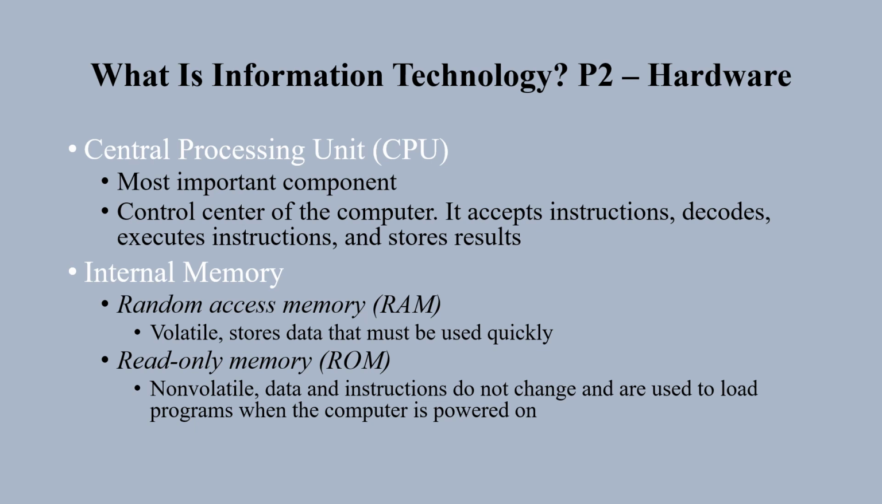Internal memory. Internal memory is divided into 2 categories, the RAM and the ROM. RAM is random access memory. It's volatile, stores data, and must be used quickly. ROM is read-only memory. It's non-volatile. Data and instructions do not change and are used to load programs when the computer is powered on.